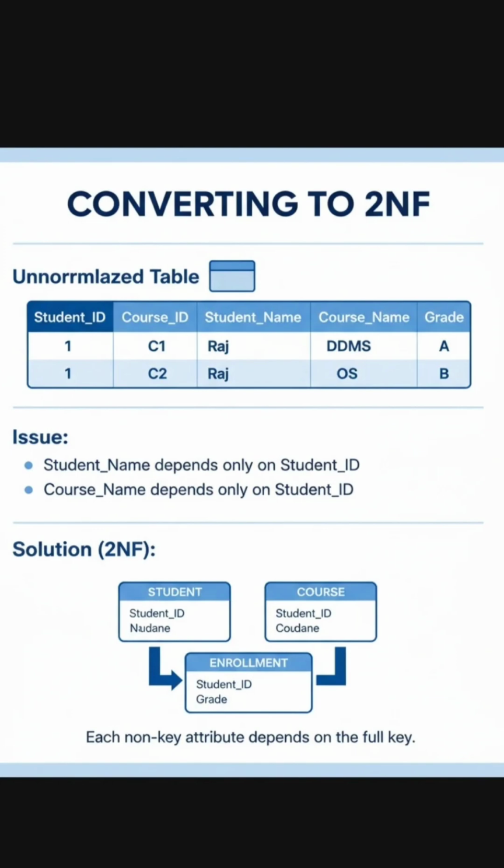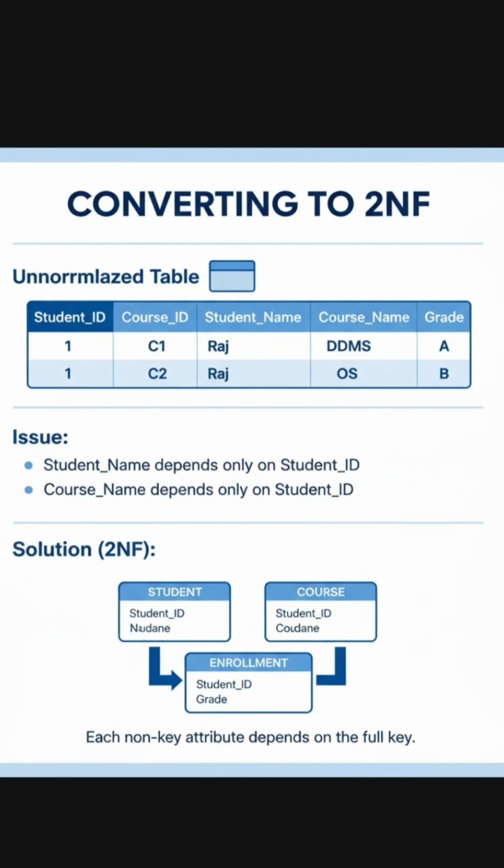In this example, we can see that there is one table which is already in 1NF. Why? Because here all the attributes are atomic. And if I consider student ID and course ID as a composite primary key, it is also in 1NF. But still this table has a problem.